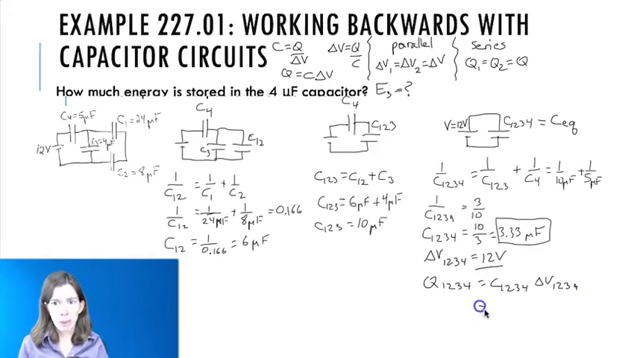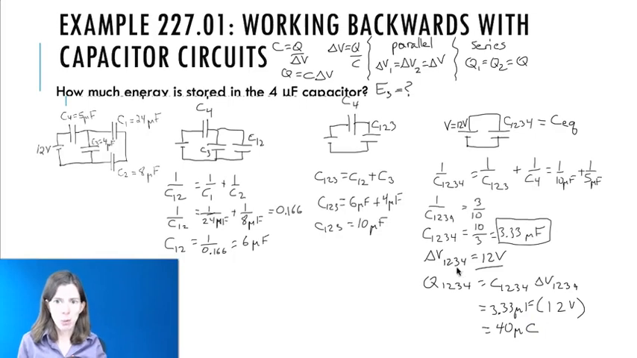We're going to multiply 3.33 microfarads times 12 volts. In the calculator, I just put 3.33 times 12. I don't plug in the micro. I know that the final answer will have the micro. That's going to give us 40 microcoulombs. Okay, so we found out everything we could about this equivalent capacitor. Now we're ready to work backwards.